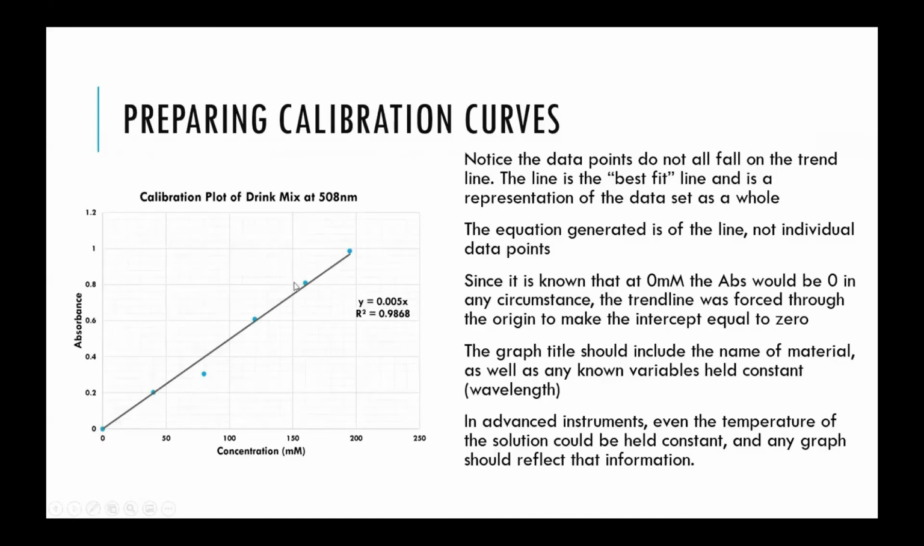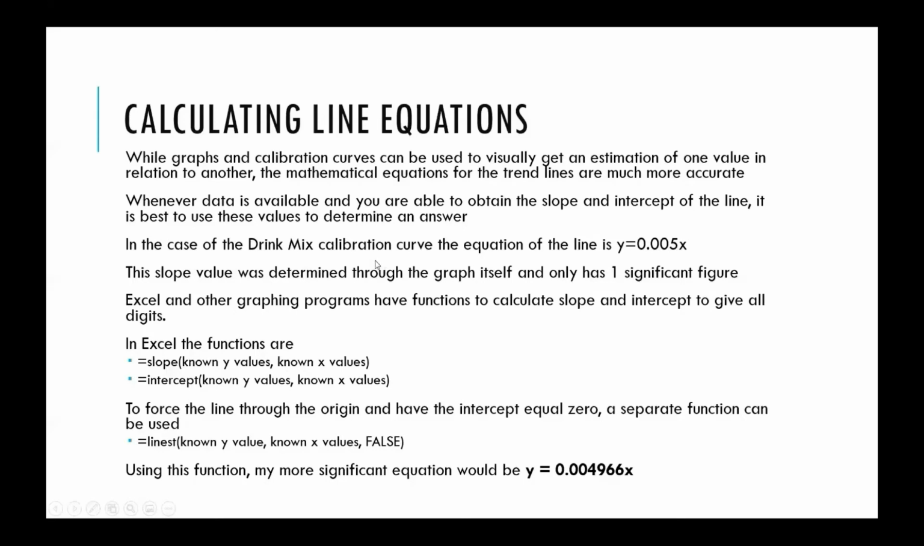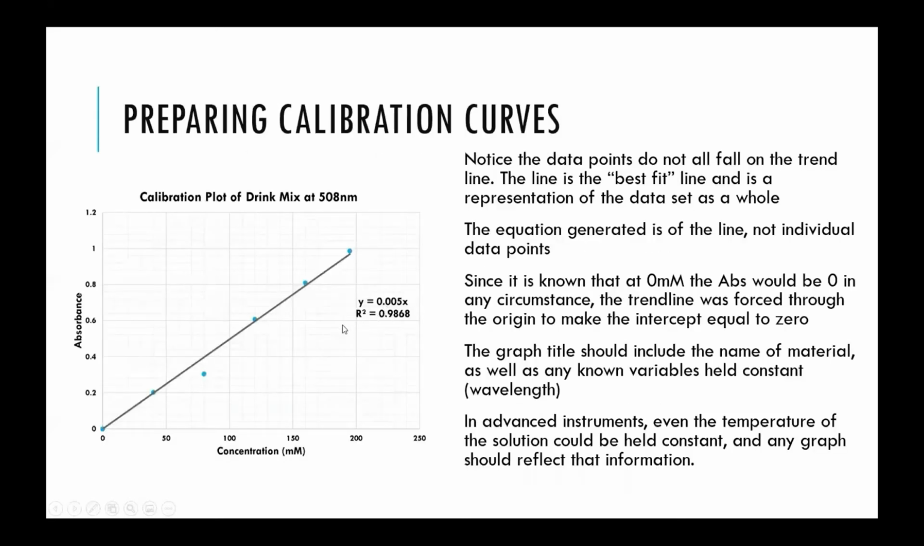Now, these lines aren't going to be exactly exact with every single data point. These are the lines of best fit. And you're going through and preparing calibration graphs using the trend line. Now, in this example, I plotted a line where the equation is y equals 0.005x. This was just the calculated equation from Excel.